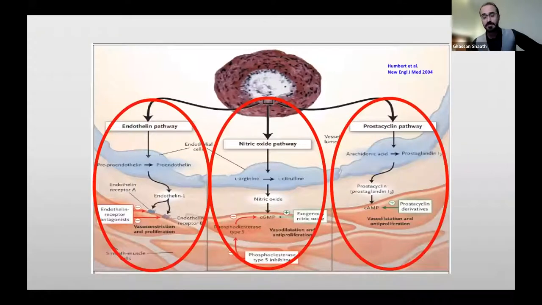This is a reminder cartoon from the New England Journal of Medicine early in this century, where they put three arms of treating a pulmonary hypertension patient: the arm of cyclic AMP with prostacyclin, the arm with cyclic GMP with nitric oxide and sildenafil, and the third arm comes with endothelin receptor antagonism.